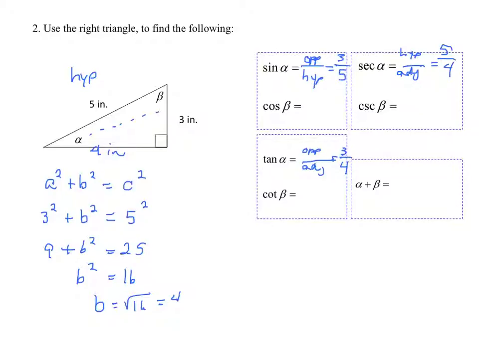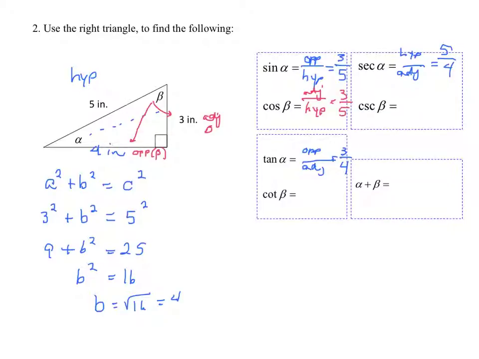But now here's the beta piece, you guys. And I'm going to do the beta piece in red. Because opposite beta, here's my opposite for beta. And my adjacent for beta is 3. And the hypotenuse is the hypotenuse is the hypotenuse. So the cosine of beta will be adjacent over hypotenuse, which is 3 over 5.